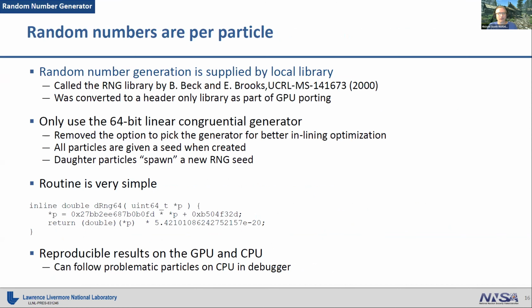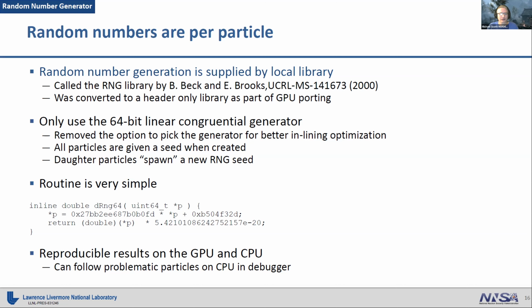We talked about random numbers. We just stuck with the 64-bit LCG. We had a library that had a lot of options, and users never picked anything other than the default. So we decided to go with the default and make an inline header file. So it's no longer a compiled library we link to, just a header, and then we expose it, so all this stuff gets inlined.